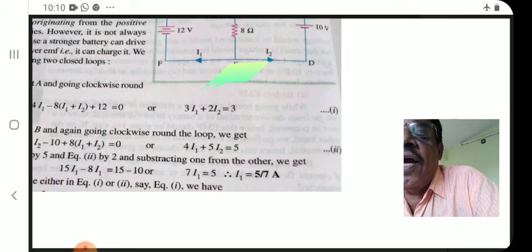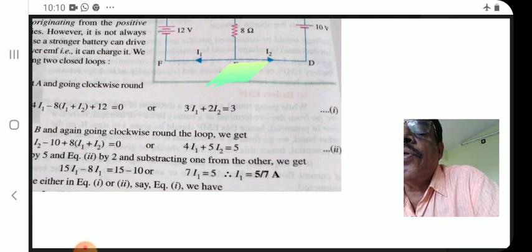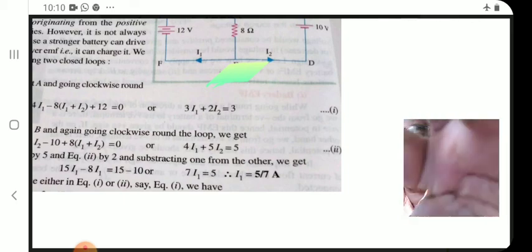Simplifying we get I1 is equal to 5 by 7, and also we can calculate I2. This problem is not complete. I will repeat this problem in our next lecture as the first question. In the figure, the top portion is lost. So we repeat it. Thank you very much.